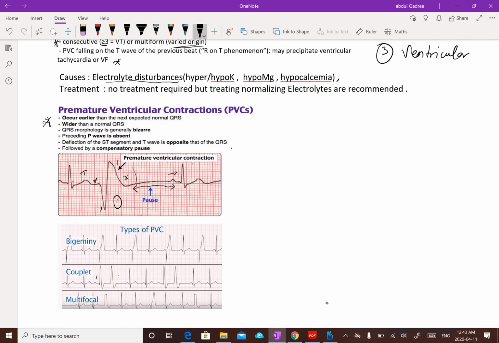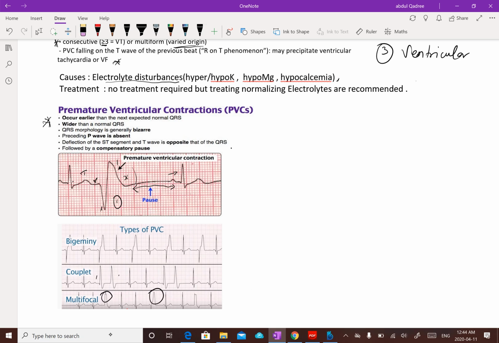And multifocal is when, for example, look at this QRS complex, and look at this QRS complex, greater than 120, different morphology. So what do we mean by varied form or multiform? Varied origin, or multiform. So you have to be very careful about the multifocal ones. These are a little more serious, and it means that they are arising from different origins, so you have to be more careful about it.